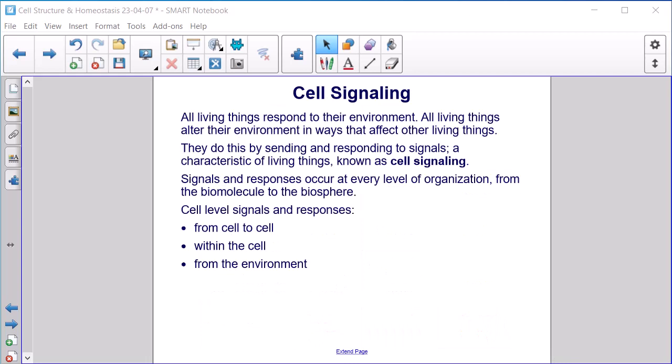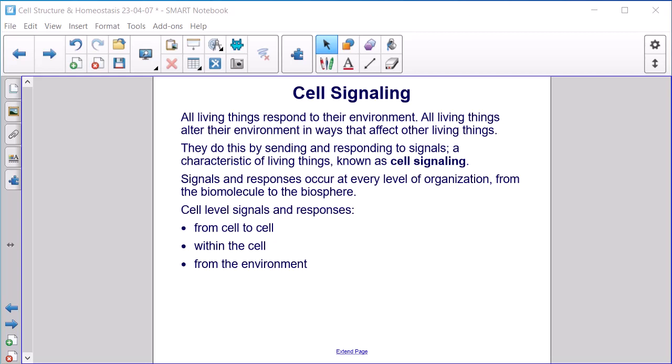Cell signaling. All living things respond to their environment. All living things alter their environment in ways that affect other living things. They do this by sending and responding to signals, a characteristic of living things known as cell signaling. Signals and responses occur at every level of organization, from the biomolecule to the biosphere.